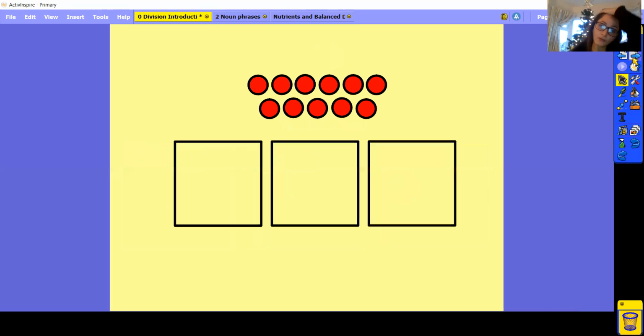Okay, so I want you to have a quick pause, have a go at this one, see how many red dots there are, see how many groups there are, and see if you can draw this in on your sheet at home. How many does it equally go into? Have a quick pause.